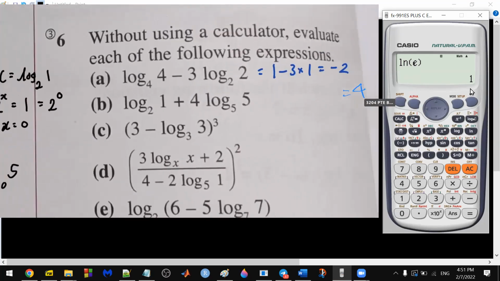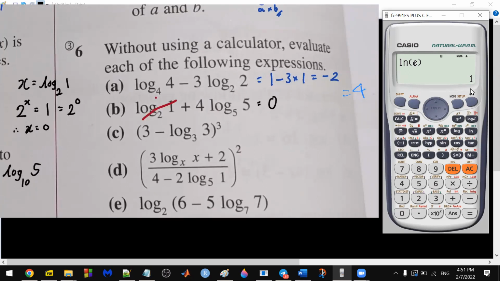So anyways, you get 0 here. Equal 4, plus yes, the log 5 base 5 is a 1. So 4 times 1 is a 4, you get 4. Next one. What's log 3 base 3? 3 minus 3 minus 1. 4 equals, so 2 cubed, which is 8. Okay. Next one.